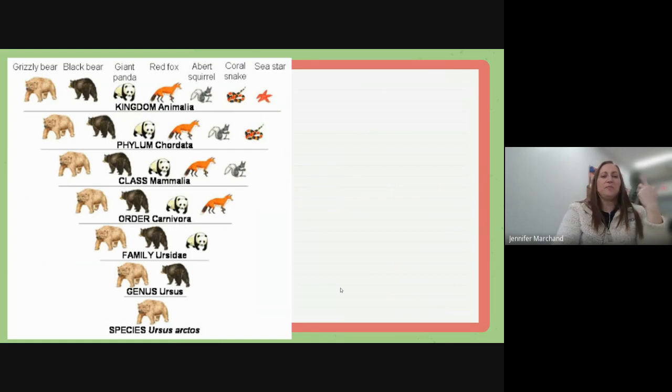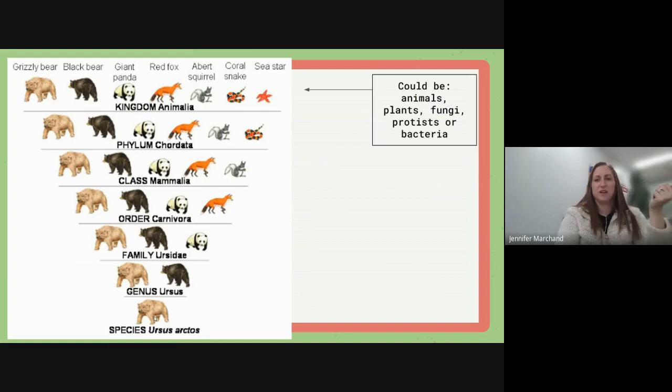So this, for instance, is the classification of the Ursus arctos. Let's go through it here. At the top, they didn't start with domain, but they're in the Eukarya domain. We know that because they're animals and all animals are Eukarya. They're in the Animalia kingdom, but there are lots of other kingdoms out there, and we'll talk about them.